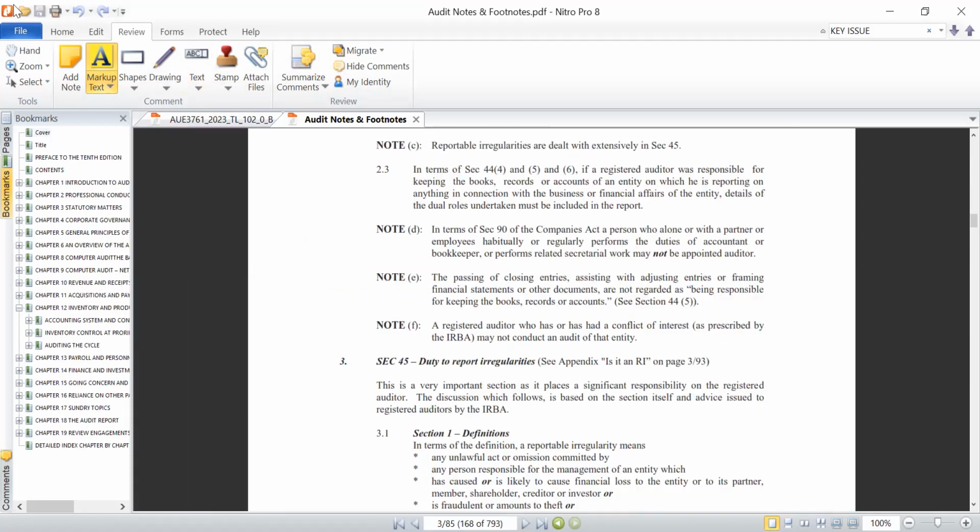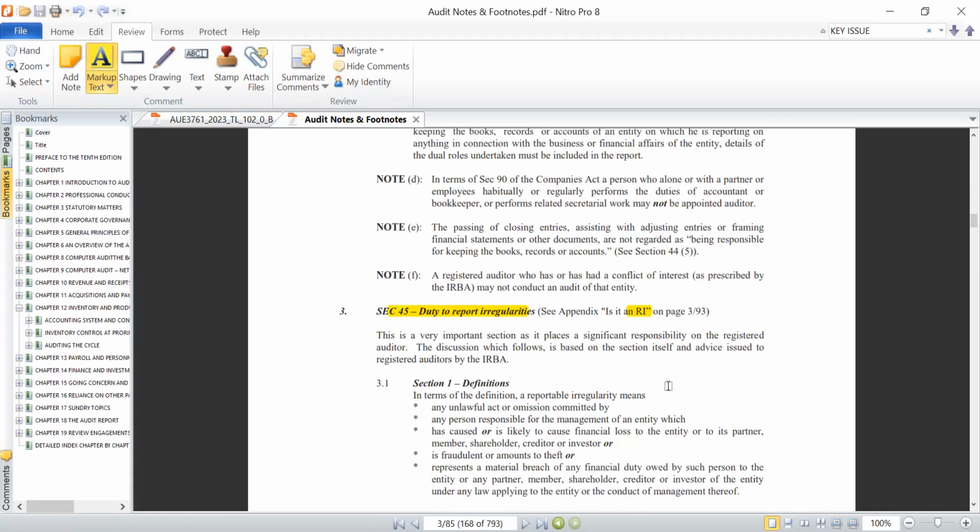So we also have duties as auditors to report on irregularities. RI here, abbreviated, stands for reportable irregularities. Now, what is an irregularity? Because you cannot report on something that you don't understand. If we're saying that there's a reportable irregularity, okay, what is it that defines an irregularity? So the most important thing to draw out of this section number 45 is, what is a reportable irregularity?